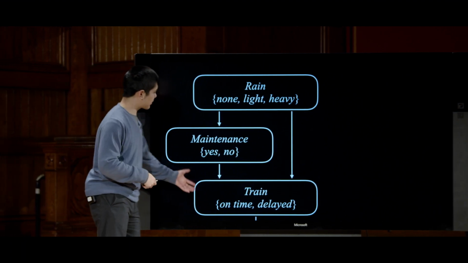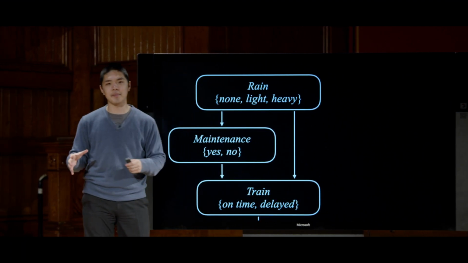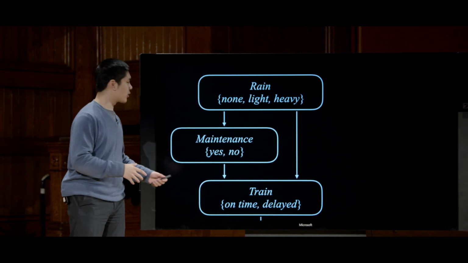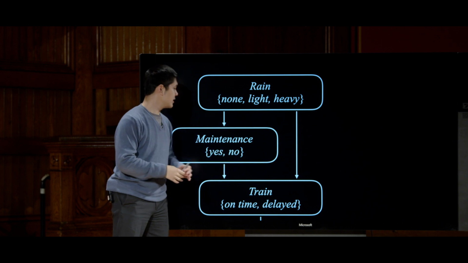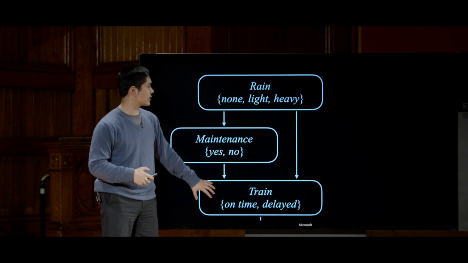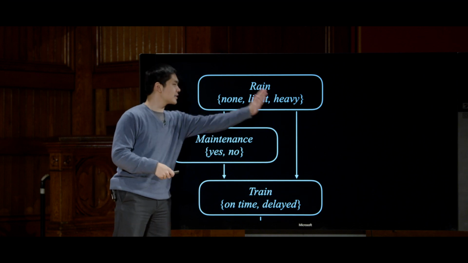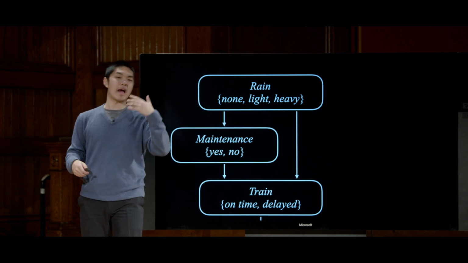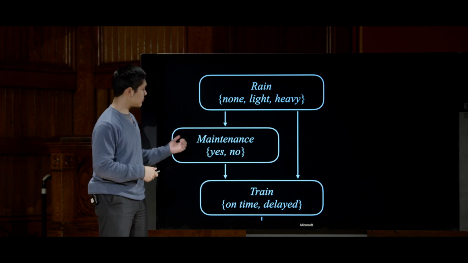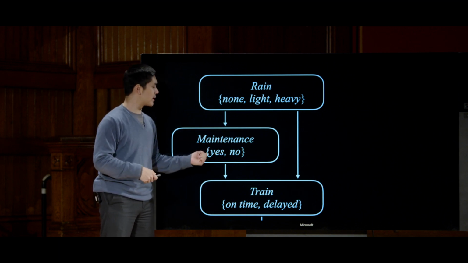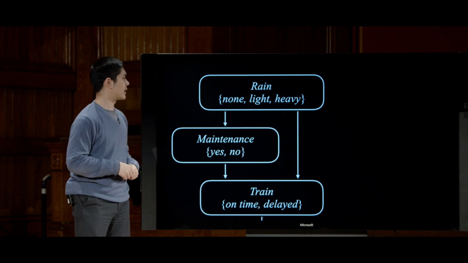Here we have a node inside of our Bayesian network called train, that has two possible values, on time and delayed. And this node is going to be dependent upon the two nodes that are pointing towards it. Whether or not the train is on time or delayed depends on whether or not there's track maintenance, and it depends on whether or not there's rain. Heavier rain probably means more likely that my train is delayed. And if there is track maintenance, that also probably means it's more likely that my train is delayed as well.